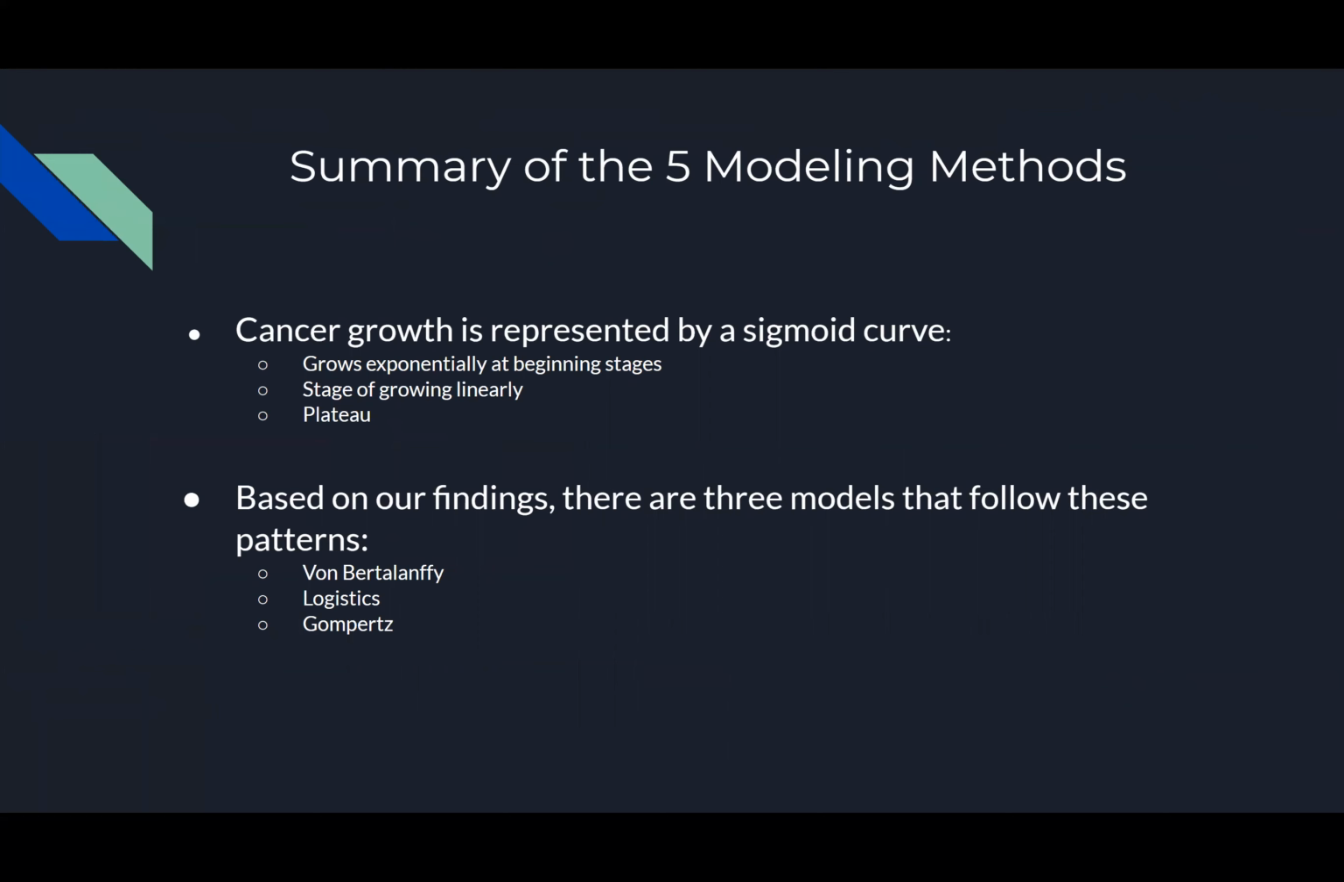In summary of these 5 different modeling methods, in a real life situation, cancer growth is modeled by a sigmoid curve, which consists of a model that exponentially grows in the beginning period, followed by a period of linear growth, topped off with a plateau. Based on our findings, the von Bertalanffy, logistic, and Gompertz models perfectly represent this, considering their graphs resemble this.